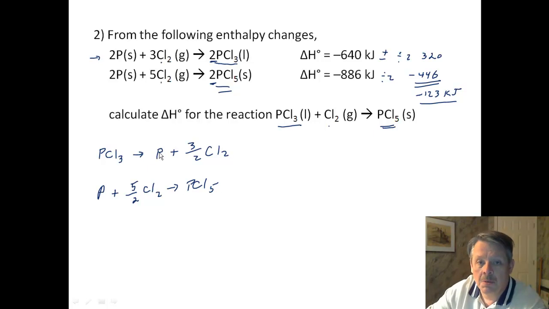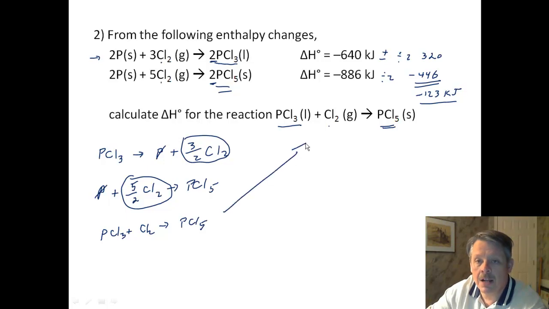All right, well, let's see. I've got P on the right-hand side here, and I've got P on the left-hand side there. They're going to cancel. I've got 5 halves Cl2 on the left, and 3 halves Cl2 on the right. So 3 halves go away, and I'm left with 1 Cl2. So I end up with PCl3 plus Cl2 gives me PCl5. And that's exactly what I was looking for here, so the negative 123 kilojoules is correct.